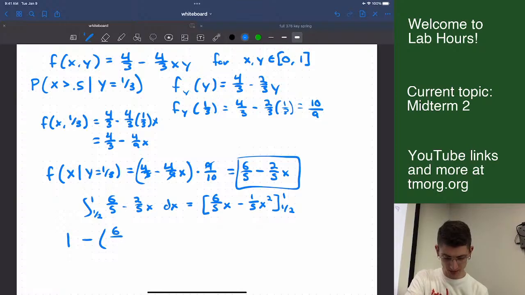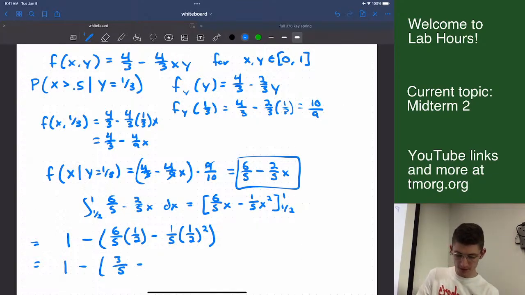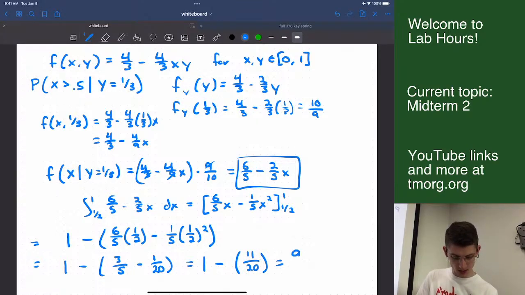So let's do that. 6/5 times 1/2 minus 1/5 times 1/2 squared, which is equal to 1 minus 6/5 times 1/2, which is equal to 3/5, minus 1/5 times 1/2 squared. 1/2 squared is 1/4. 1/4 times 1/5 is 1/20. That is going to be equal to 1 minus 3/5, which is 12/20, right? Everybody got that? Just multiplying by 4 over 4. 12 minus 1 is 11, so this is 1 minus 11/20, which is equal to 9/20.